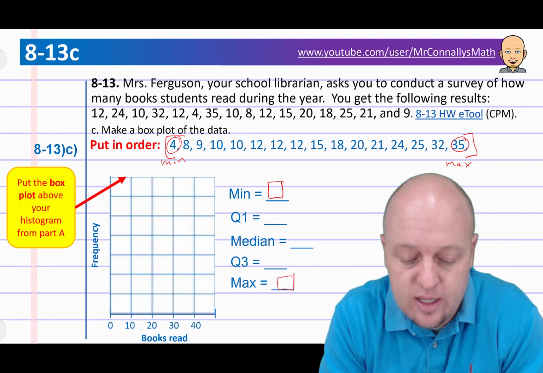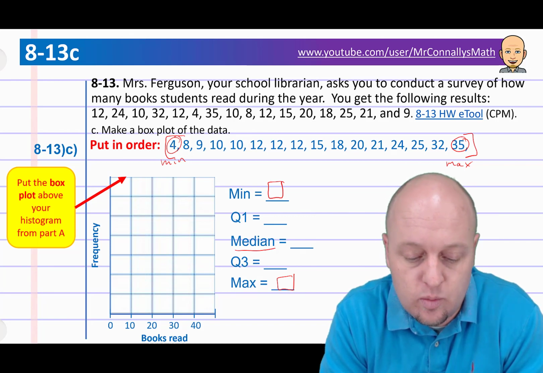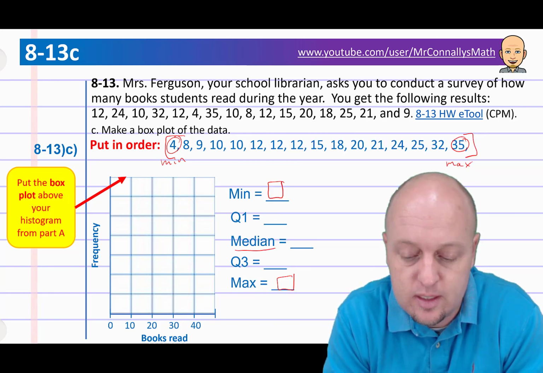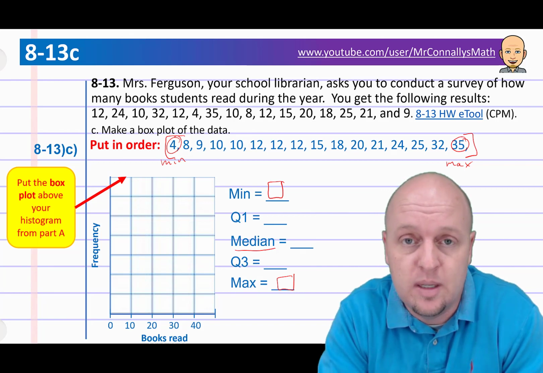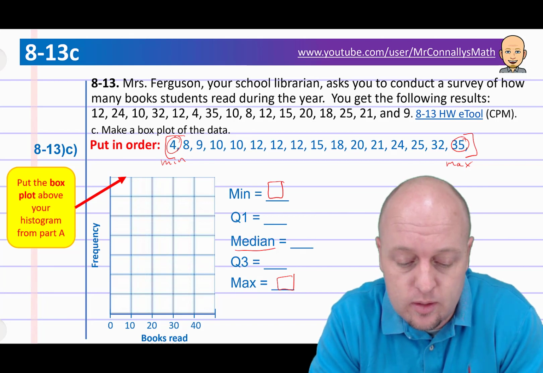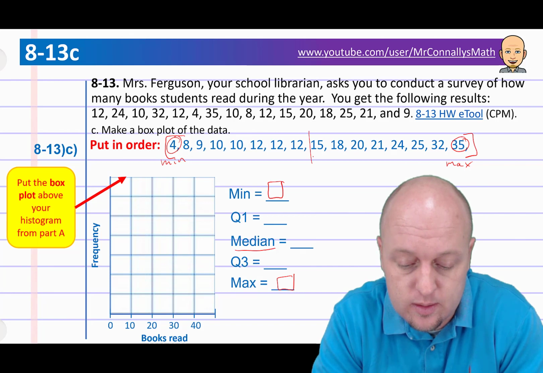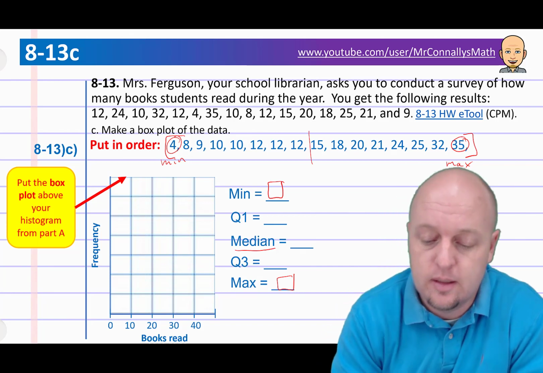And then now we need to find the median, which would be exactly in the middle. And there's 1, 2, 3, 4, 5, 6, 7, 8, 9, 10, 11, 12, 13, 14, 15, 16 numbers. So that means our middle number is going to be between two numbers. All right, so that means 1, 2, 3, 4, 5, 6, 7, 8. Let's see. 1, 2, 3, 4, 5, 6, 7, 8.